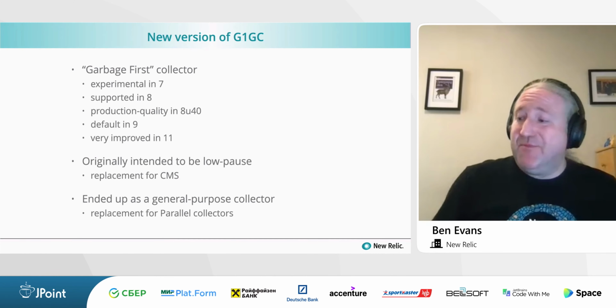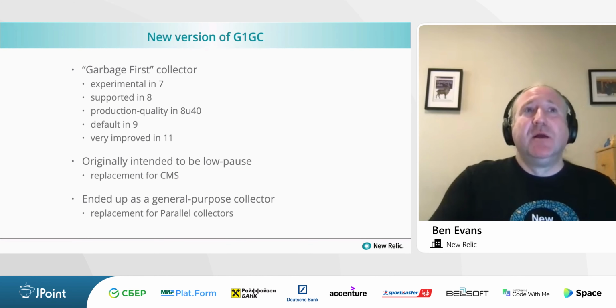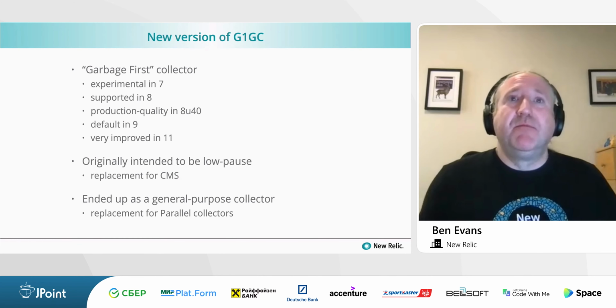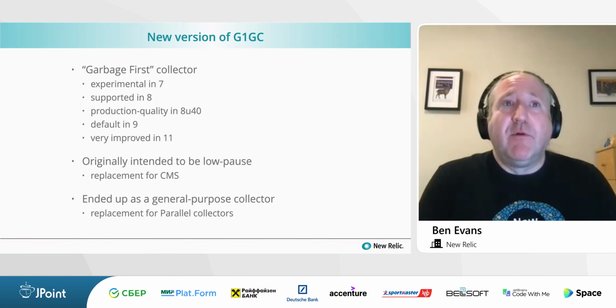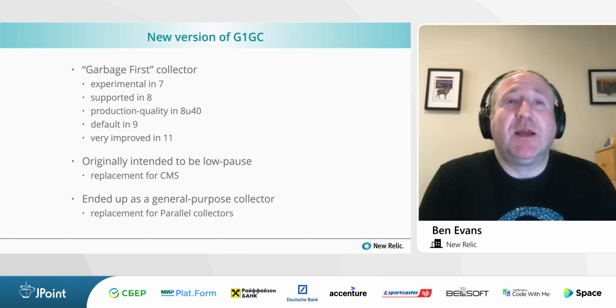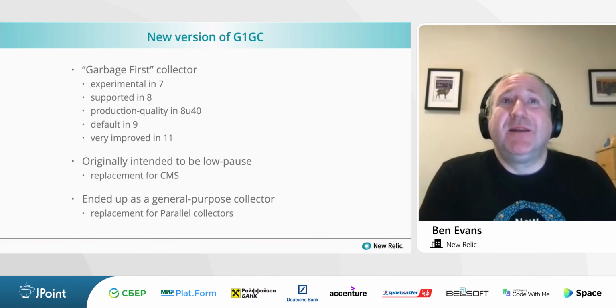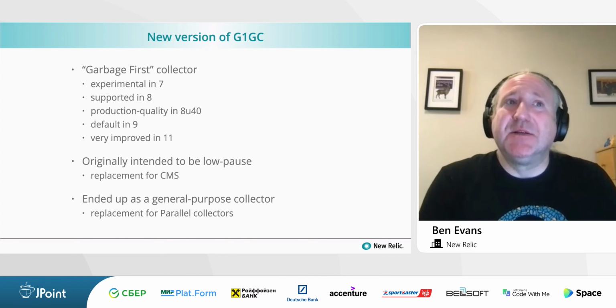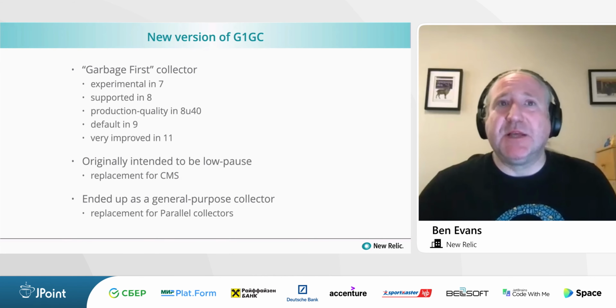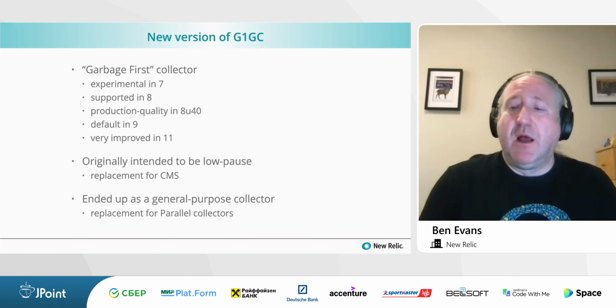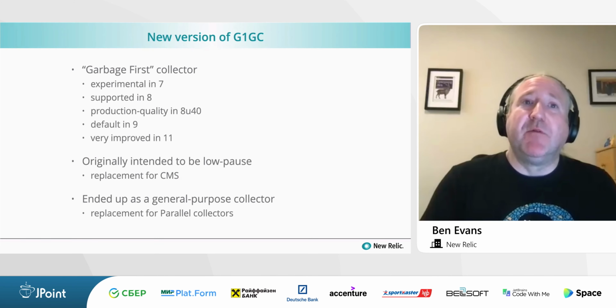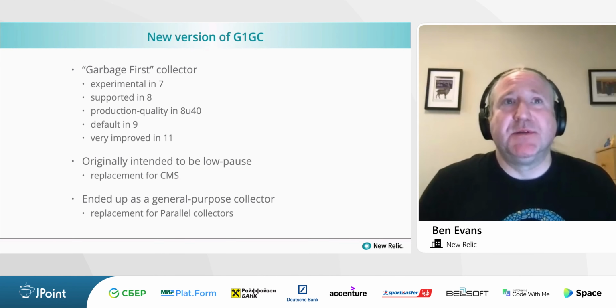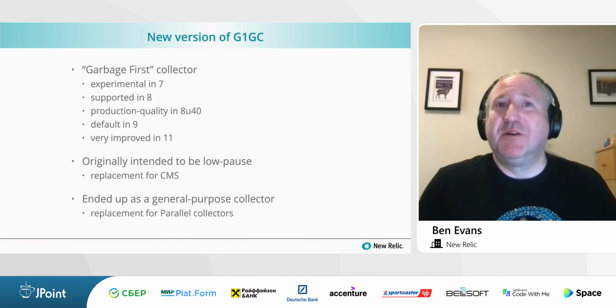What's interesting about it, or at least I think this is interesting, is that it was intended to be low pause. It was intended to be a replacement for the concurrent mark and sweep collector, CMS. But it didn't work out that way. Instead, G1 has ended up as a general purpose collector. It's ended up as a replacement for Parallel rather than CMS, because life took a different turn.